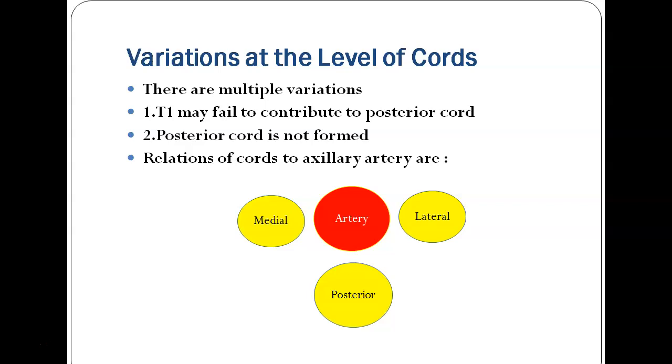And after the formation of brachial plexus, there is one certain relationship between the cords and the axillary artery. You can see in the figure that axillary artery is in the center, and medial to that is the medial cord, lateral to that is lateral cord, and posterior to artery is the posterior cord. So this occurs in the second part of axillary artery.